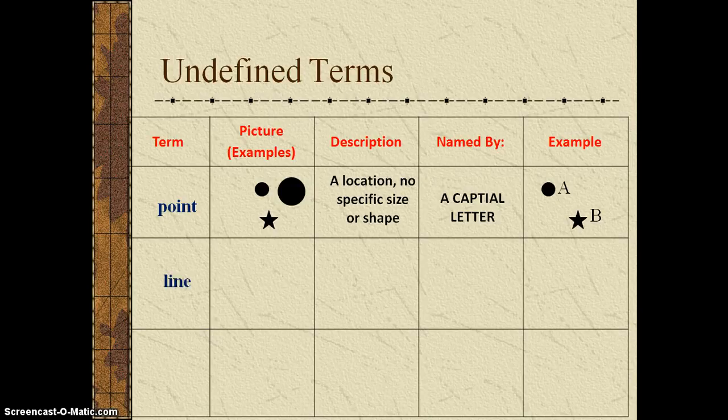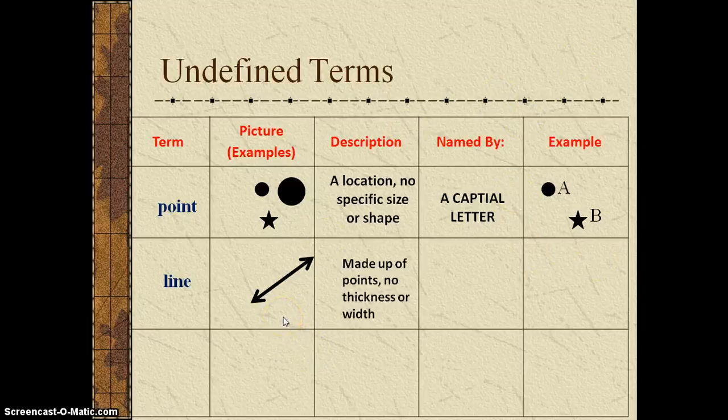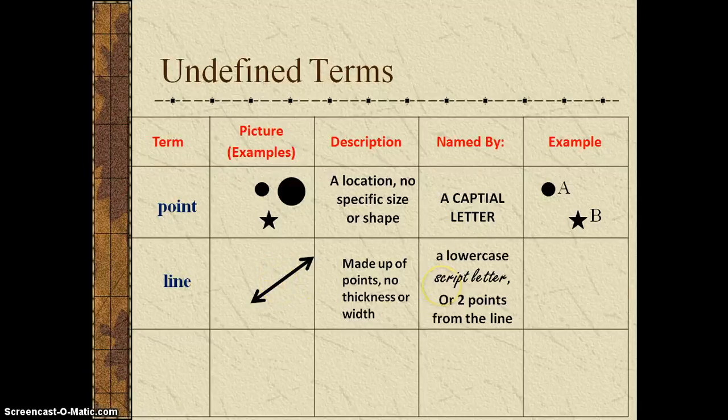Next undefined term is a line. A line is exactly what you think it would look like, just a line across your paper. A line is made up of points and has no thickness or width. So here we can see our line has a thickness and a width, but just like a point, a line can have any thickness and any width. There's no specific one that you have to use.